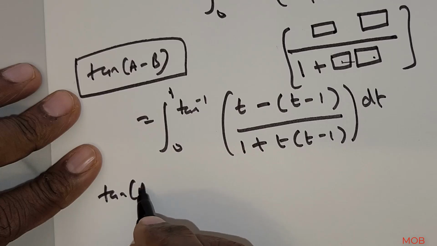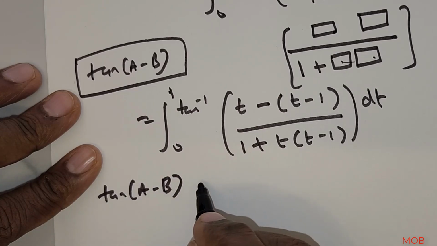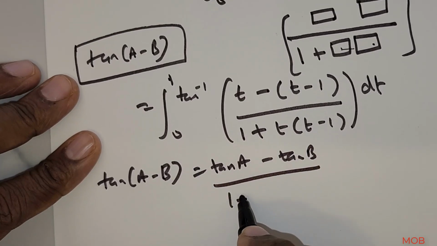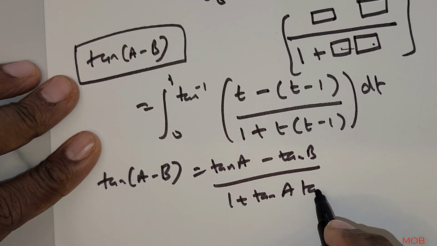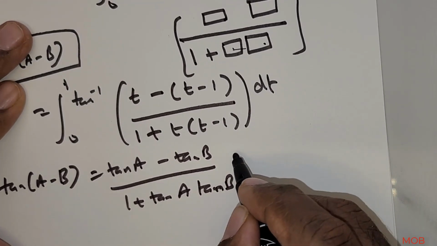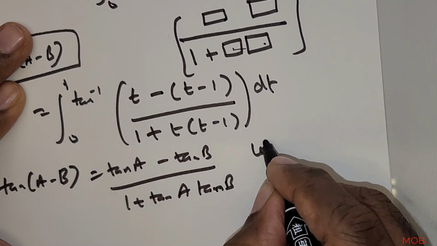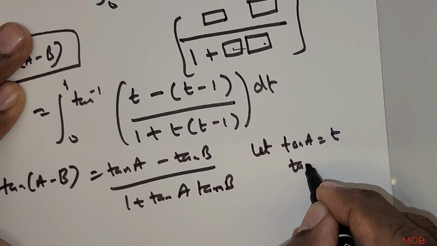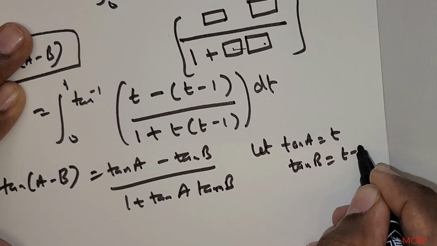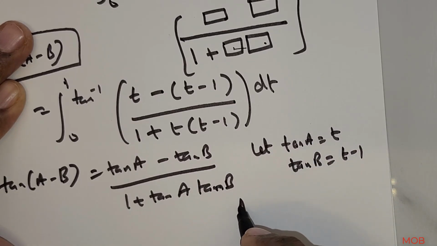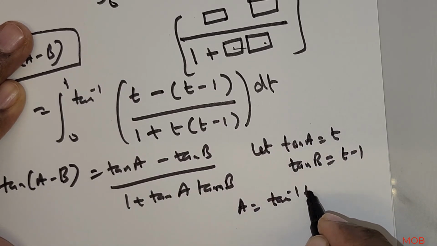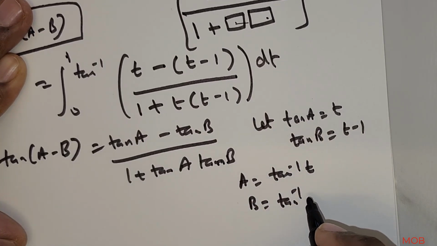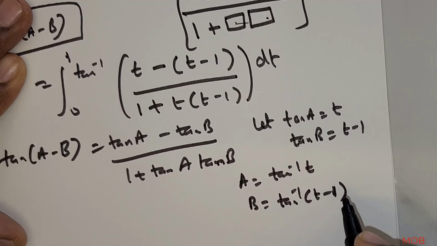So let me just write this formula. tan of a negative b is equal to tan a negative tan b divided by 1 positive tan a tan b. Okay, so according to this, what do I have here? I got tan a to be equal to t and tan b is equal to t negative 1. So from here, what is a? A is nothing but tan inverse of t, and b is nothing but tan inverse of t negative 1.